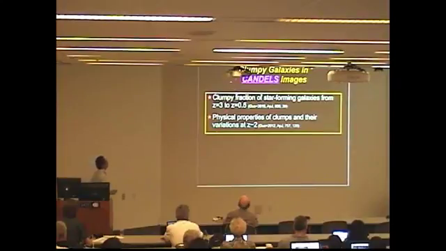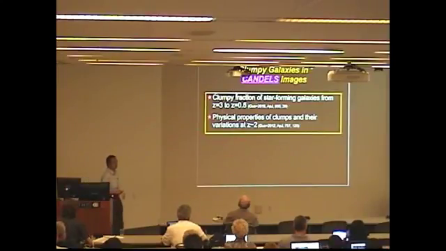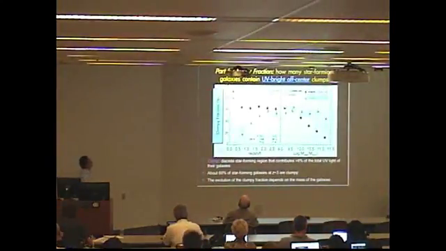So today I'm going to first talk about the clumpy galaxies in CANDELS images, and I'm going to focus on two parts. First is the basic demographics of clumps: how many star-forming galaxies at high redshift contain such clumps? And the second is the detailed study of the physical properties of those clumps. First is the clumpy fraction, meaning how many star-forming galaxies contain such clumps.